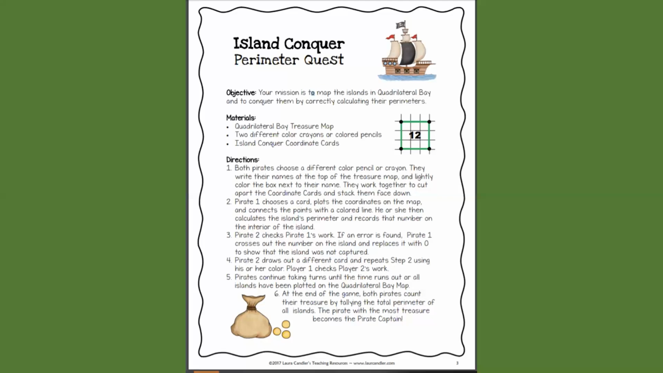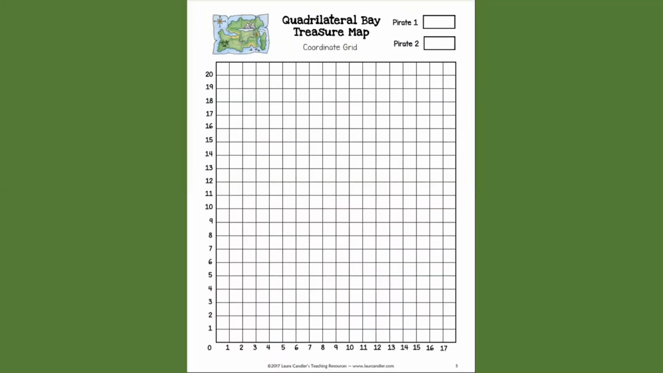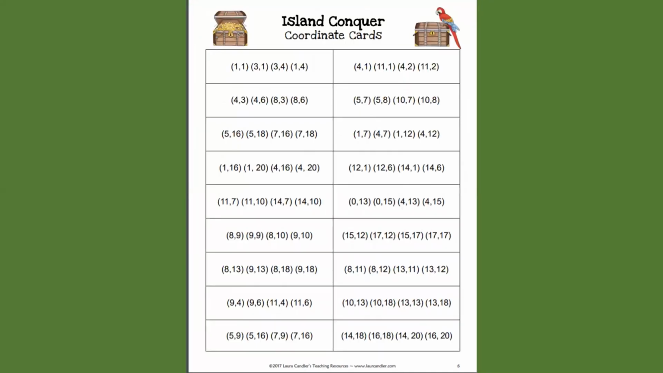At the end of the game, both pirates count their treasure by tallying the total perimeter or area of all the islands. The pirate with the most treasure becomes the pirate captain. So again, you can find perimeter, or you can do it as an Area Quest. And this is what the treasure map looks like, and it's just coordinates. And then here are the coordinate cards. But again, you can go to Teachers Pay Teachers and download this for free.